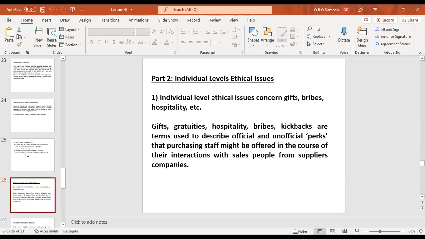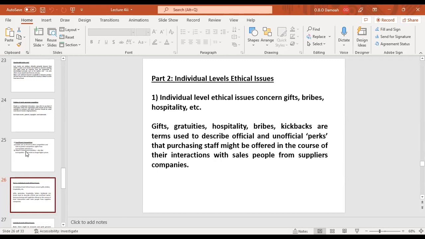Now, the last but not the least: all that I've discussed is at the organizational level. The first four are buyer and seller, and the last one is about competitor. The last one is the individual level. What does that mean? It's simply about when we are working for firms, can we receive a thank you in the form of a gift? If I'm an accountant and people have come to supply things to my firm and I'm paying them and they give me an envelope, is it right? That's all about that one.